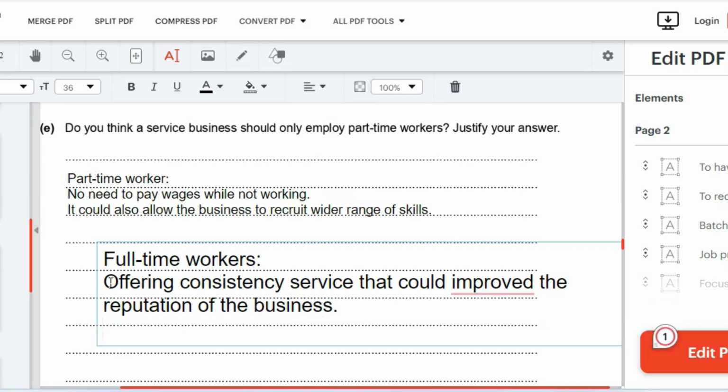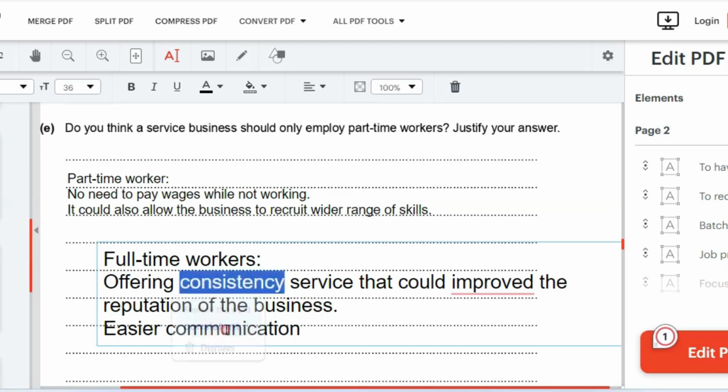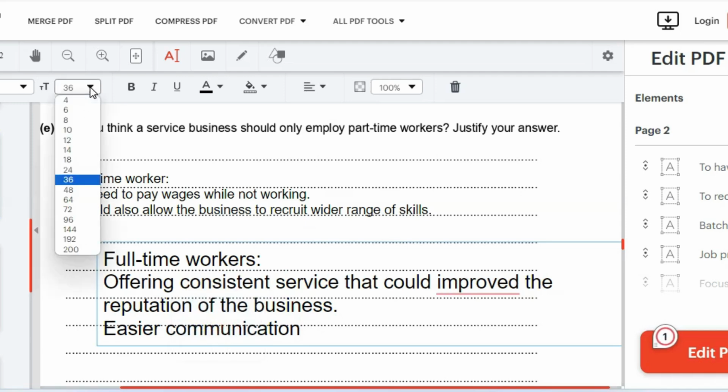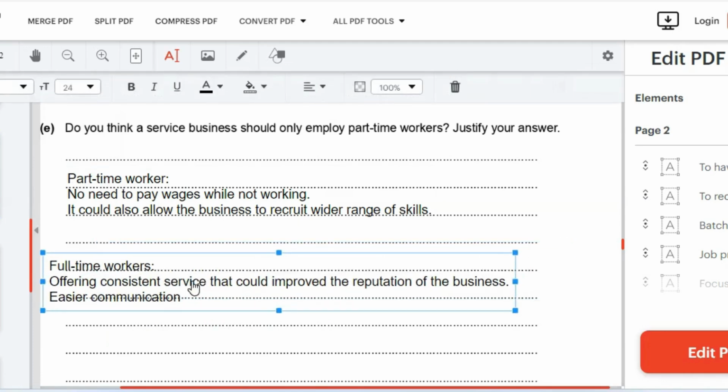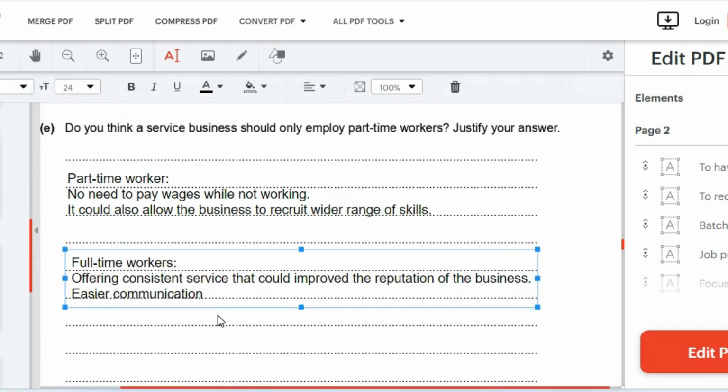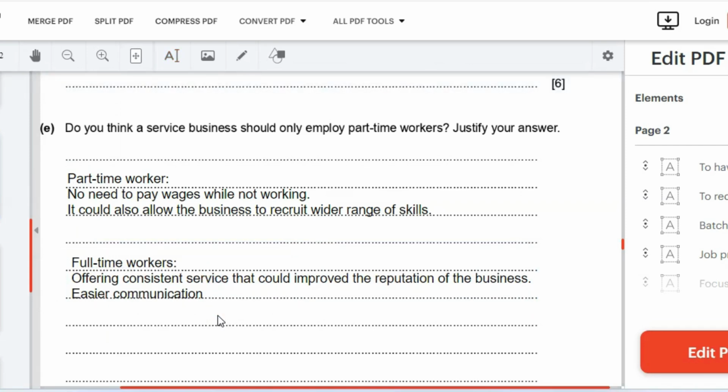Of course, it can give room for easier communication. It also gives room for easier communication when the company is making use of a full-time worker. And yes, it can also lead to fewer workers needed too. Now, to justify this answer, whether a service sector business should have part-time workers.